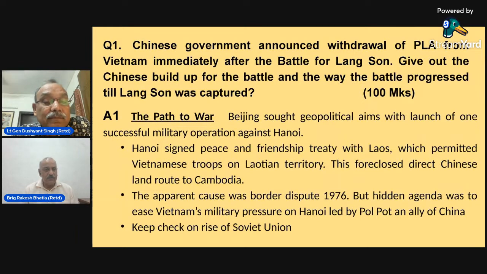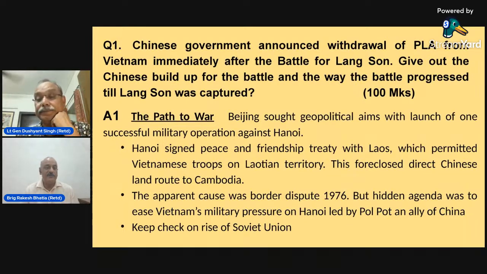So, what was the path to the war? First of all, Hanoi had signed a peace and friendship treaty with Laos. We must remember that Southeast Asia was a contested area at that time. On one hand, China used to think that Southeast Asia is its own backyard, and on the other hand, Vietnam, having fought and defeated a superpower, the U.S. Army, was very exuberant, and they actually thought that after Stalin, it is Vietnamese communists who should rule or have influence in Southeast Asia.